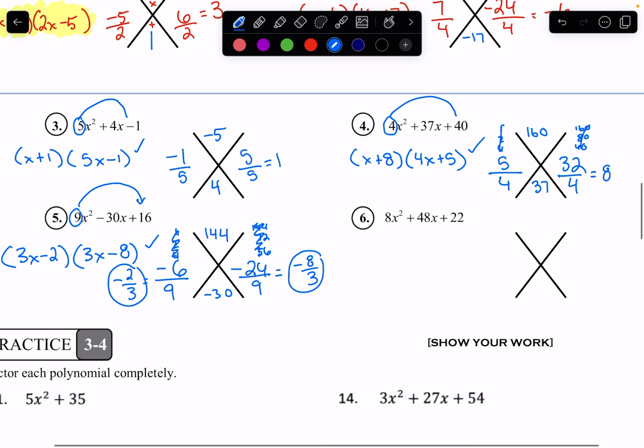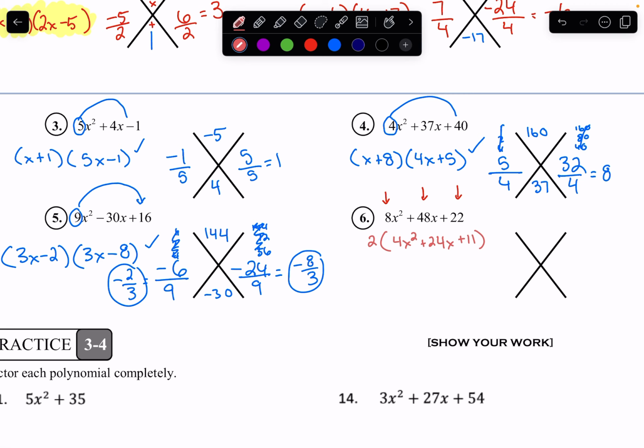Okay, number 6, finally something that we can factor because I've got an 8, a 48, and a 22. Now, 2 goes into all of those. So does 4. No, 4 doesn't go into 22. So the only thing I'm going to be able to factor out is a 2. And I'm going to be left with 4x squared. 48 divided by 2 is 24x. 22 divided by 2 is 11. So I'm left with 2 times 4x squared plus 24x plus 11.